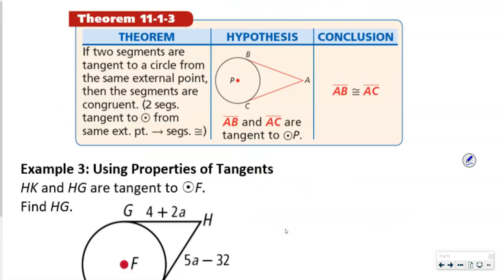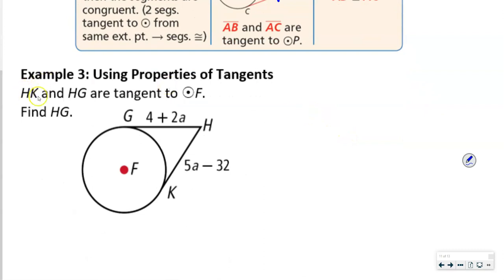Talk about if two segments are tangent to a circle from the same external point. Obviously, this is our external point right here. So we have AB and AC. Then those segments are congruent. So that means AB is congruent to AC, right? So AB and AC are tangent to circle B, so AB is congruent to AC. So we're going to use this property here. It says HK and HG are tangent, so that means these two segments have to be the same length. That means we can say HK is equal to HG.